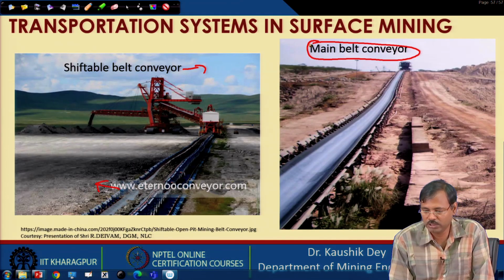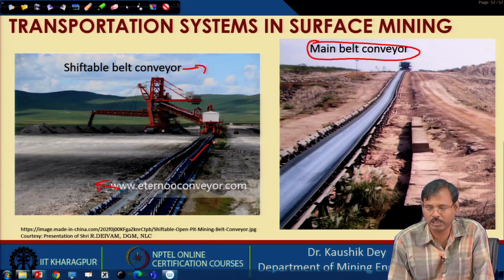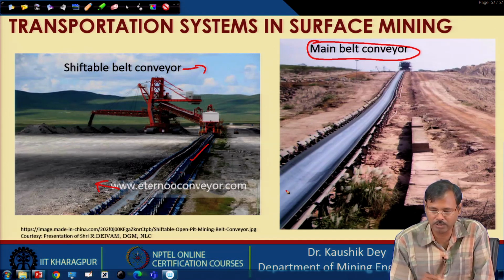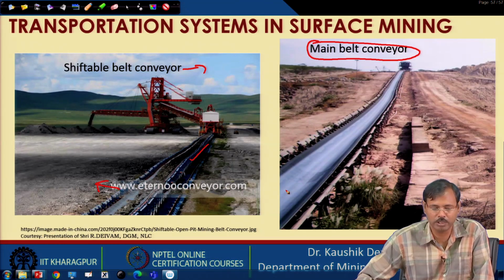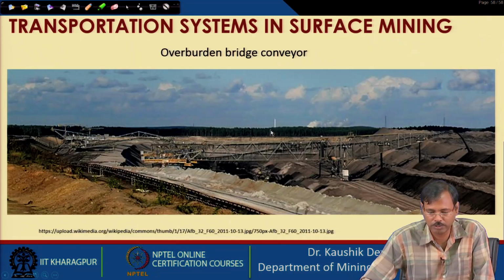This conveyor system is in general placed along the access road of the mine. As the dump trucks etcetera are moving through the access road, in the similar access way we provide this main belt conveyor. All the branch belt conveyors like these shiftable conveyors move along with the face, and they discharge the material onto the main belt conveyor, and this main belt conveyor takes the material from the mine to the outside pit. So, these are some of the conveyor systems.